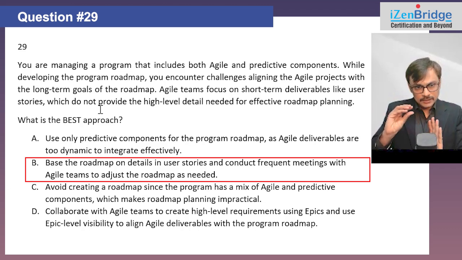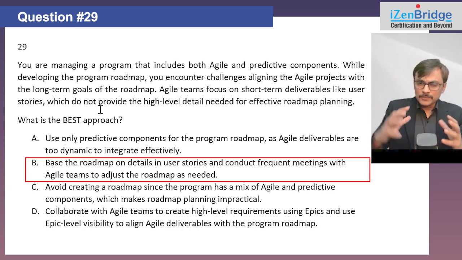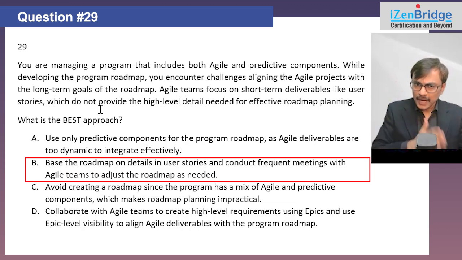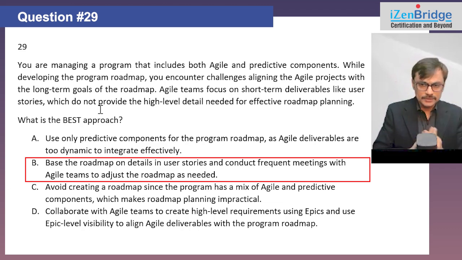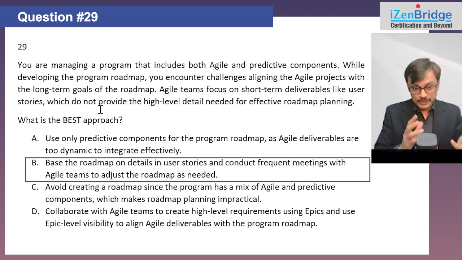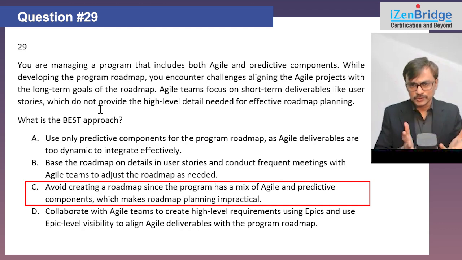So it is very less efficient to directly work on a user story at a roadmap level, because you may have 100+ user story for a given part of your program. Yeah, so that is too much detail. Frequent meeting is a good idea. Updating roadmap is okay, but not so frequent. Yeah, that's there. So let's see if we get a better option. Option C, avoid creating a roadmap since the program has a mix of agile and predictive component. Definitely you don't do that. You need to have a high level roadmap.